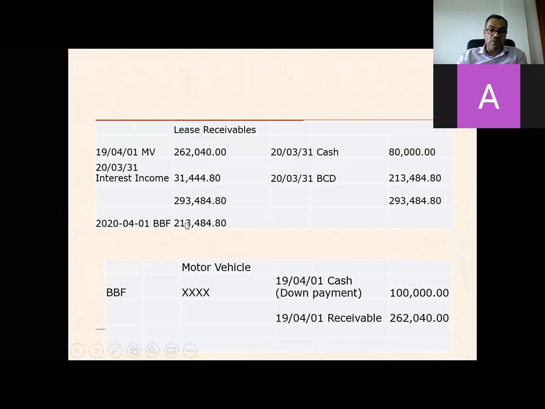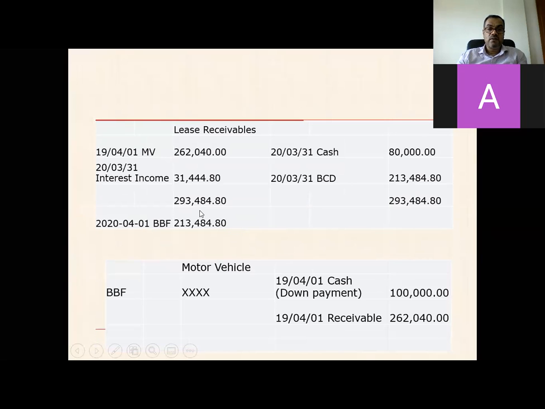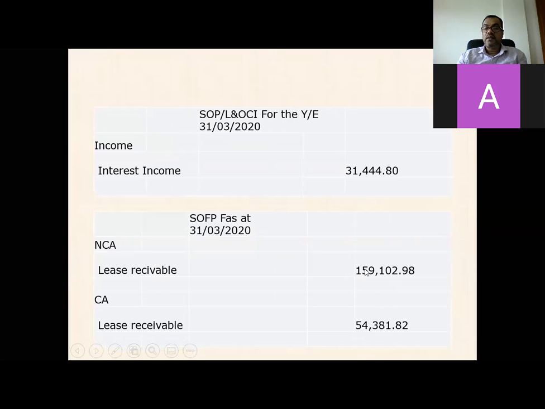You can do the mental calculation. 10% of this is 21,000, 12% would be 2,000 and 4,000. Therefore, it would be 25 something. Not the exact amount, right? Not the exact, 25 something. 80 minus 25 something is 54 something. So therefore, your lease receivable under current asset will be this. Then you have full amount minus this, the balance is 159.